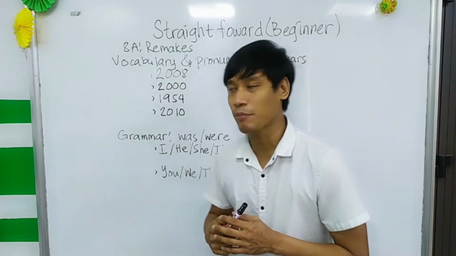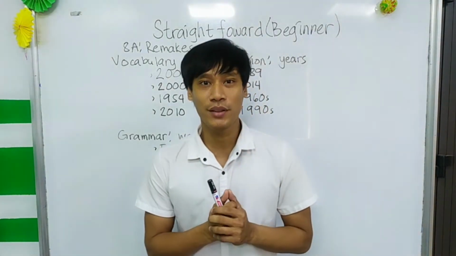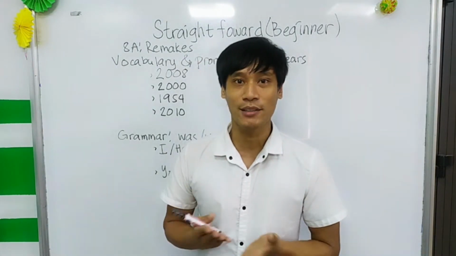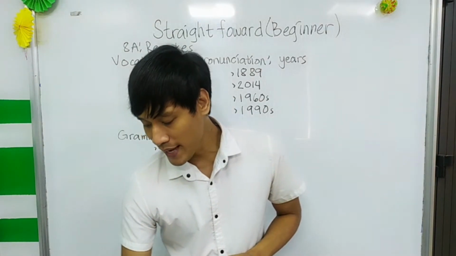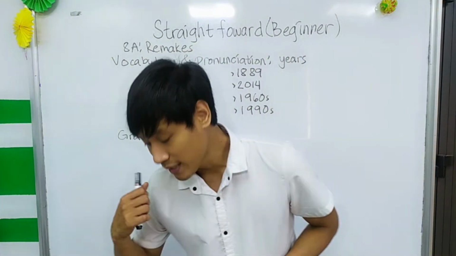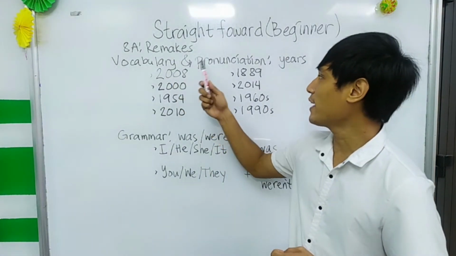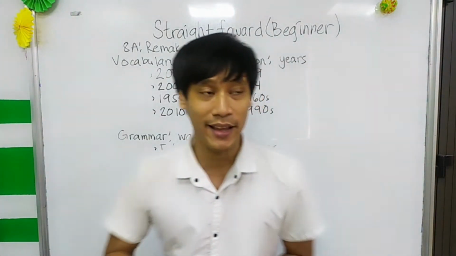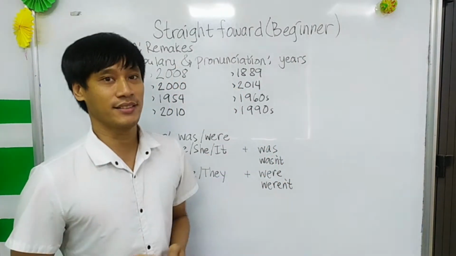The title for this chapter is Remakes. If you have your book with you, you can open it up and follow us with today's review. Remakes is on page 68. For our vocabulary and pronunciation for today, we will practice pronouncing years.